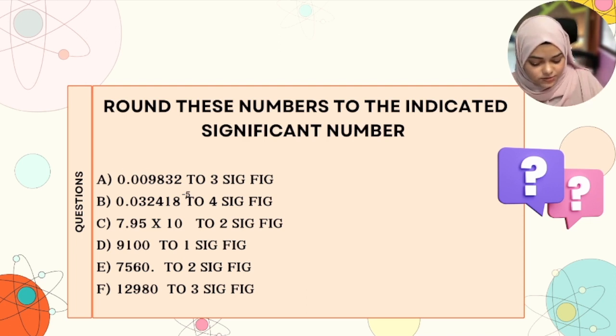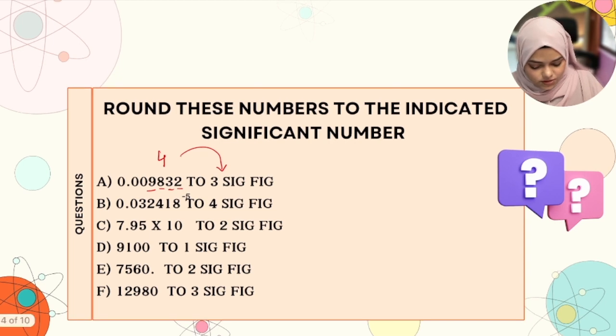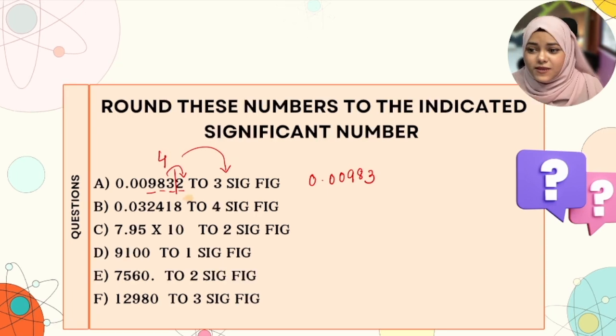So in this case, we have 1, 2, 3, 4, because the zeros in the beginning are not significant. So we have 4 significant figures and we want to round it off to 3. So that means we're going to stop at the 3 here, right? And because after the 3, the number is less than 5, we keep the 3 as it is. So the correct answer will be 0.00983.